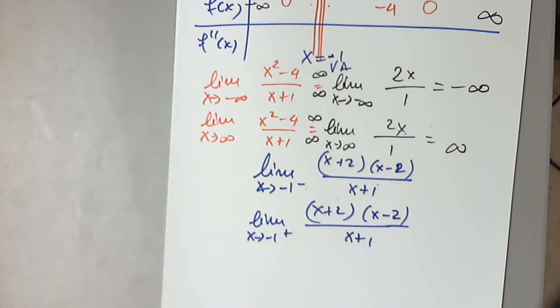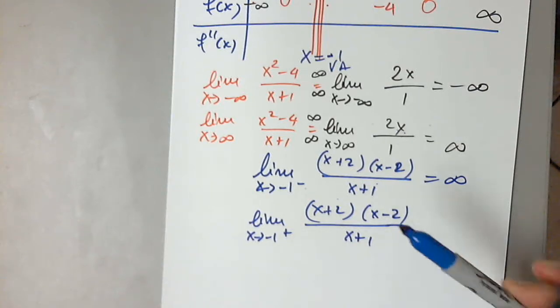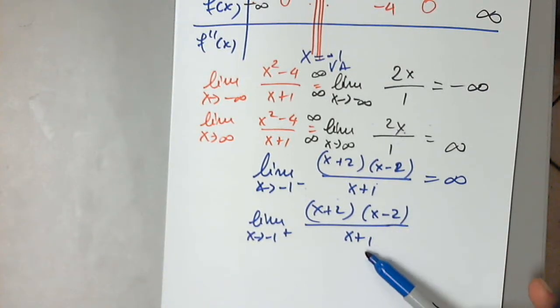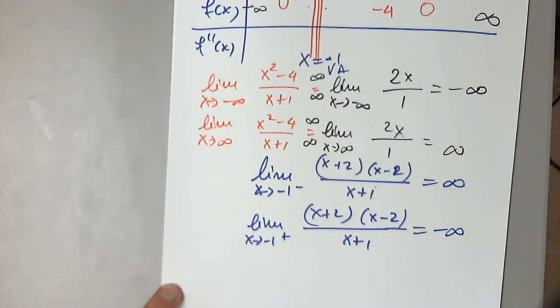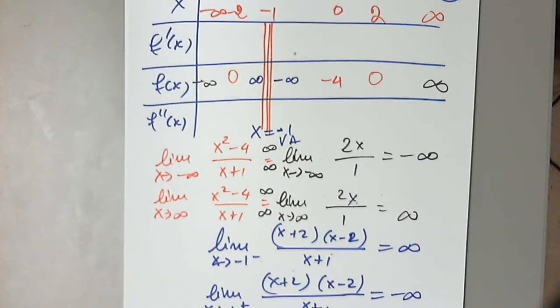Okay, so -1 from the left means -1.1. This is positive. This is negative. This is negative. So 2 negatives. Good. -1 from the right, -0.9. This is positive. This is negative, but this is positive. So on the left, infinity. On the right, -infinity.